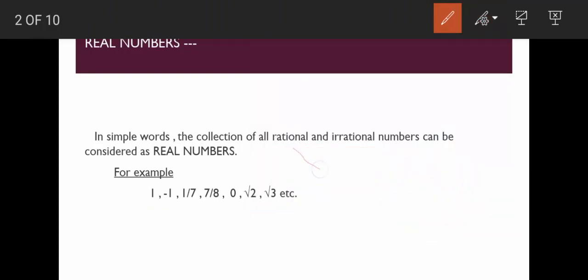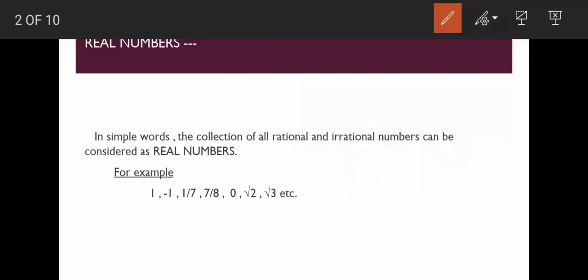Now, by the term rational numbers, what do we understand? Rational numbers are those numbers which can be expressed in the form p by q with q not equal to 0. In this category, numbers like 3 by 7, then 8 by 13, then any fraction belong to this category in which the denominator is not equal to 0.